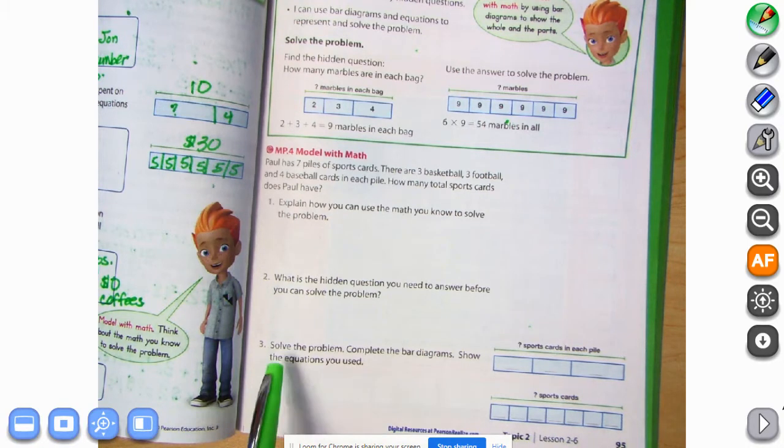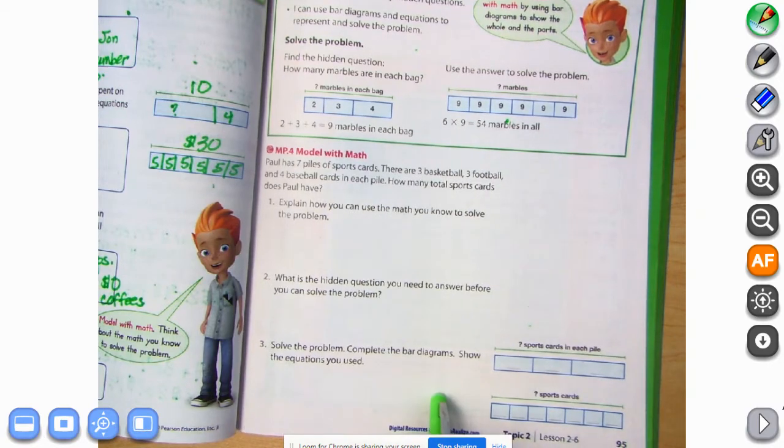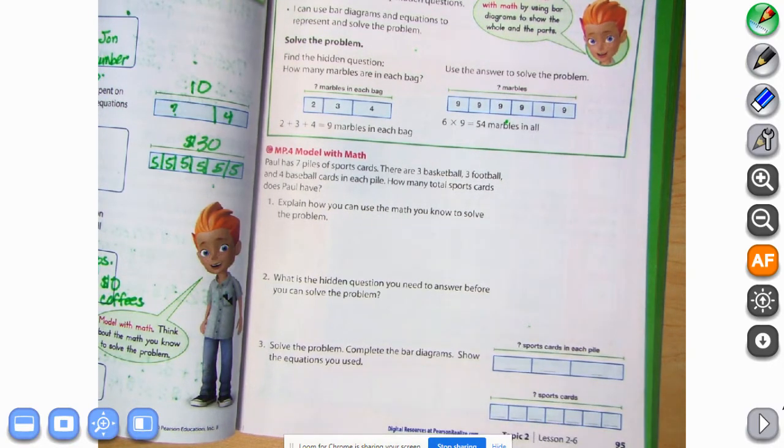And number 3, solve the problem, complete the bar diagrams, and show the equation. So you're going to fill the bar diagrams in, and then you're going to write an equation, write the math equation, just like we've been doing on the lesson, okay?